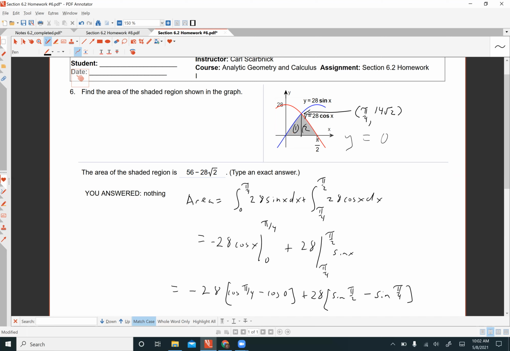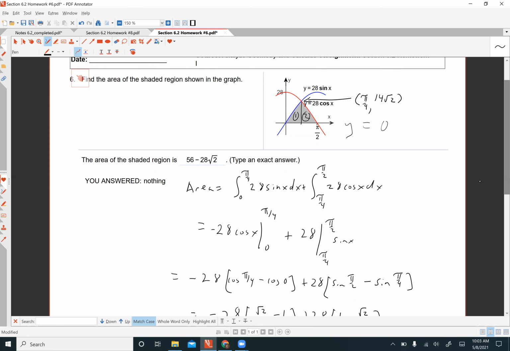And then area 2 is the integral from pi over 4 to pi over 2 of 28 cosine of x. We just integrate those, and you can see I did all the steps there, just using the fundamental theorem of calculus. We get the antiderivatives, evaluate the antiderivative at the upper limit and subtract off the lower limit. The reason I show this is we didn't have an example like this in the notes. I do think there's a few of these in MyLab.